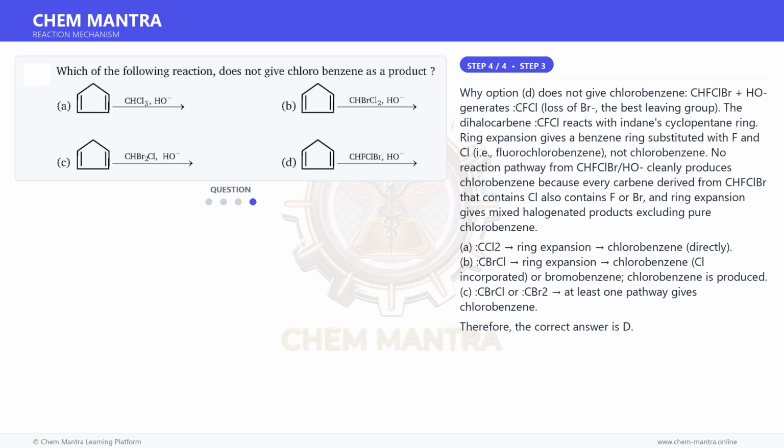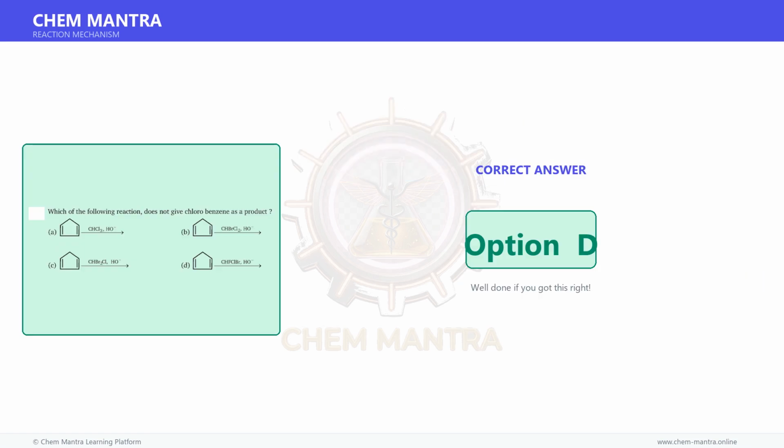A. CCl2 ring expansion gives chlorobenzene directly. B. CBrCl ring expansion gives chlorobenzene, with Cl incorporated, or bromobenzene; chlorobenzene is produced. C. CBrCl or CBr2: at least one pathway gives chlorobenzene. Therefore, the correct answer is D. Therefore, the correct answer is option D.